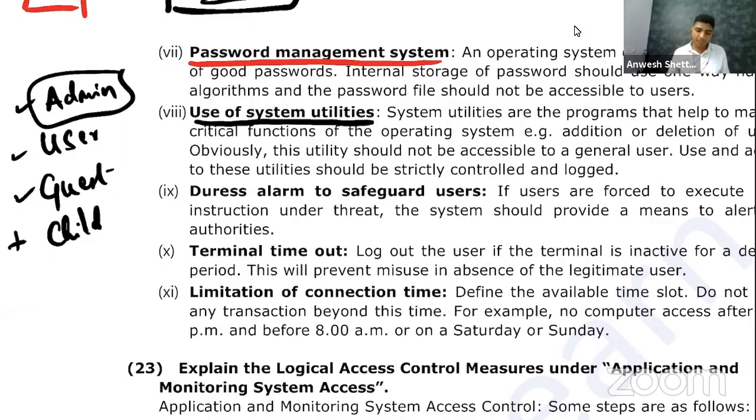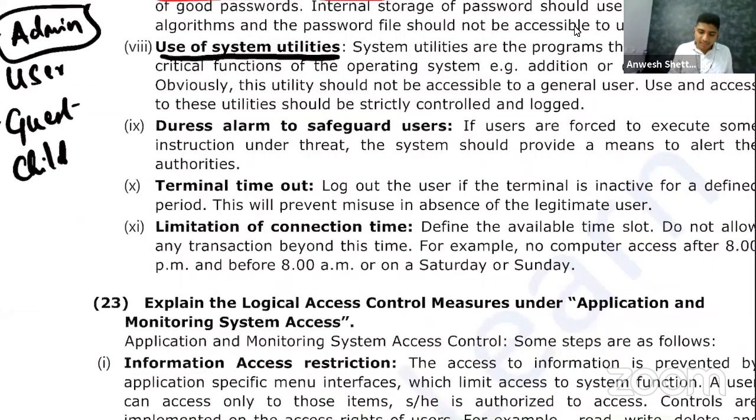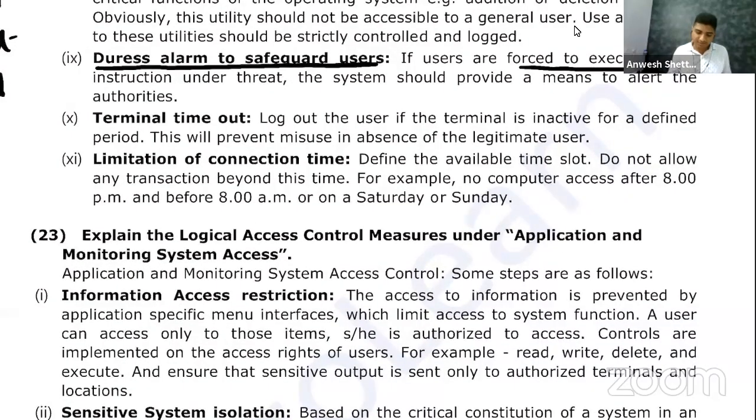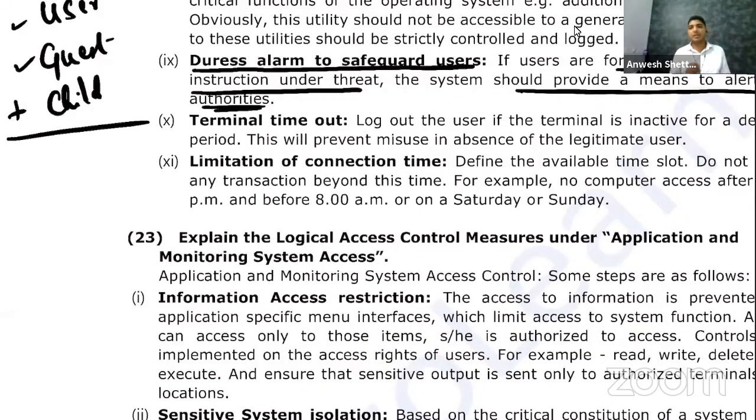Next one is duress alarm to safeguard users. If users are forced to execute some instruction under threat, the system should provide a means to alert the authorities. For example, let us say that you are a bank manager and you are sitting in the bank, and some robbers come.